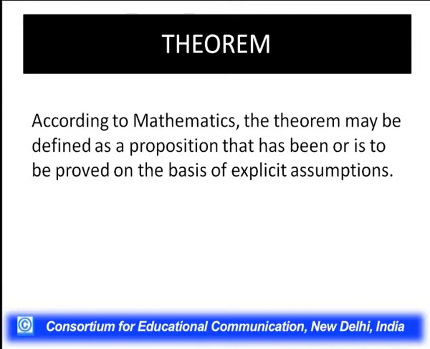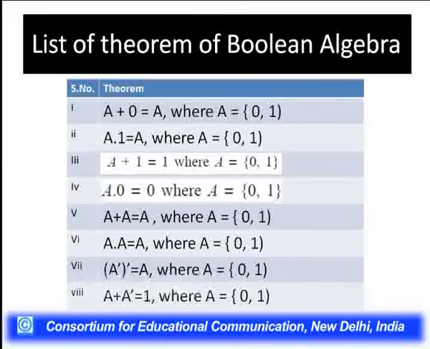How can you define a theorem? According to mathematics, a theorem may be defined as a proposition that has been or is to be proved on the basis of explicit assumptions. List of theorems of Boolean algebra. Theorem number 1: A plus 0 equals A, where A equals 0 or 1. Next theorem: A dot 1 equals A, where A equals 0 or 1.